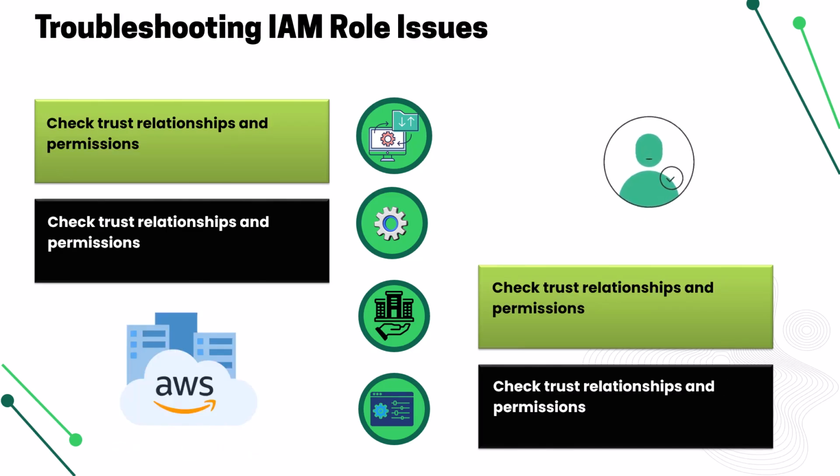Troubleshooting IAM roles can feel like detective work. Start by checking trust relationships and permissions, then double-check your role assumption syntax. Is AWS STS enabled? If not, you're stuck at the login screen. IAM policies can also help debug access issues, so grab your magnifying glass and solve those IAM mysteries.